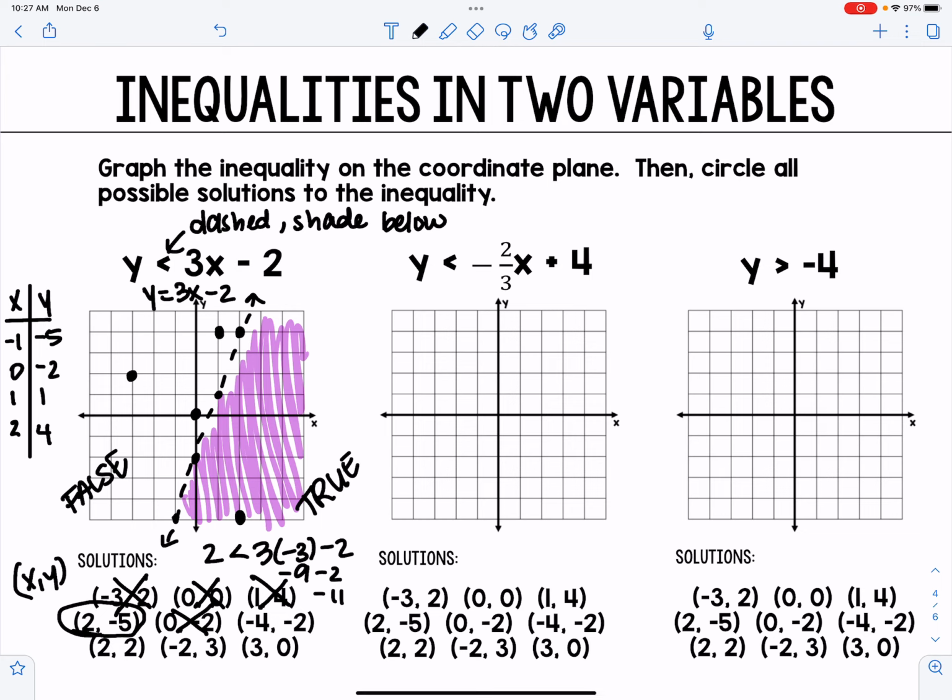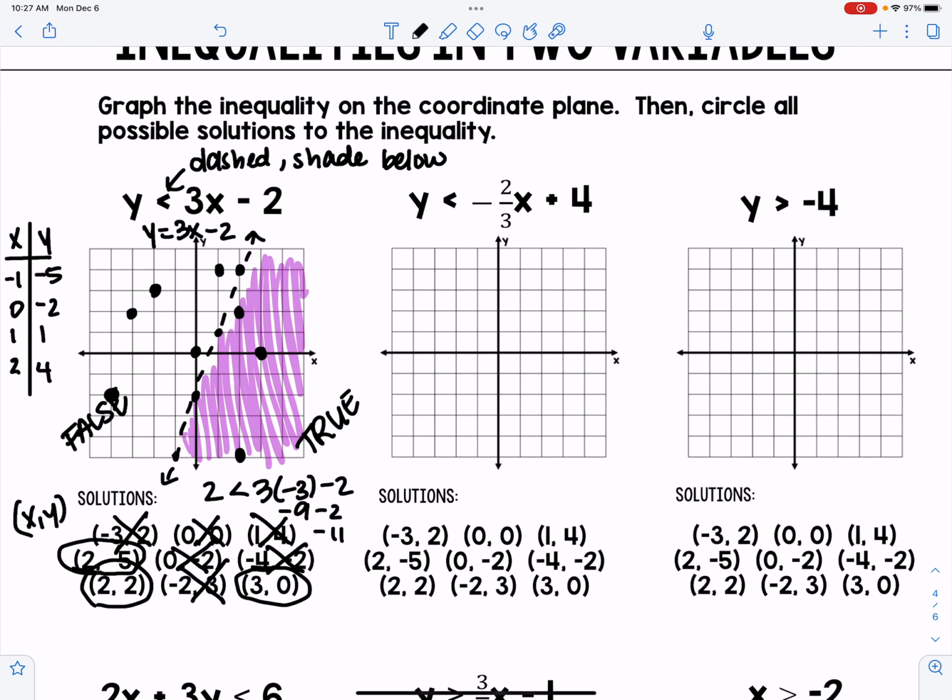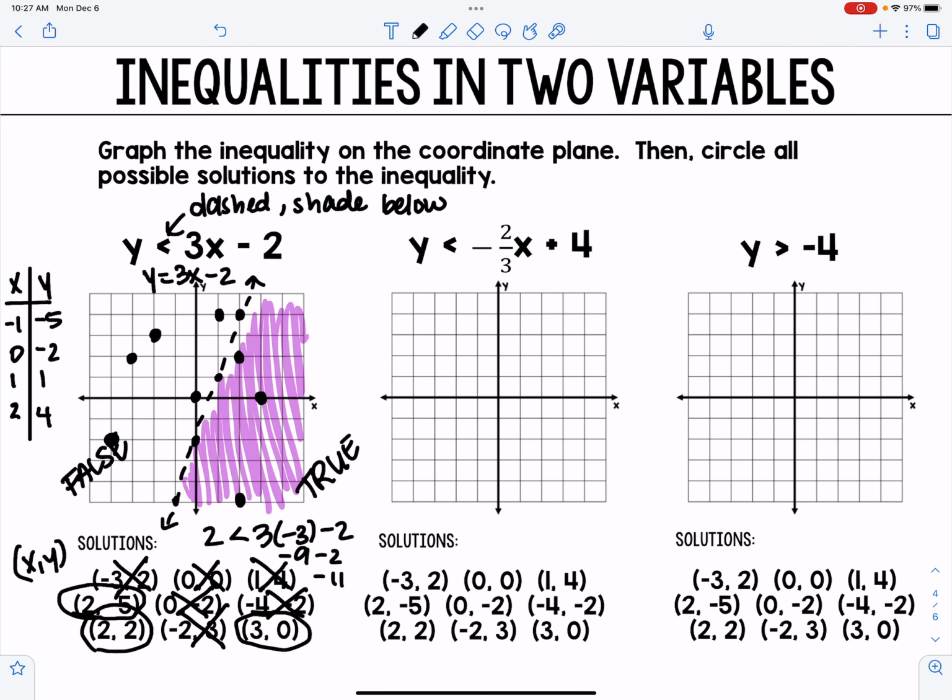Negative 4, negative 2 is over here in the non-shaded area, so it's not part of your solution. 2, 2 is in the shaded area. That's part of our solution. And then we have negative 2, positive 3, non-shaded, and 3, 0 is in the shaded area. So 3 of these points were a part of our solution. All right, and we have this last one that was part of our classwork, and then the last 4 on this page were your homework.